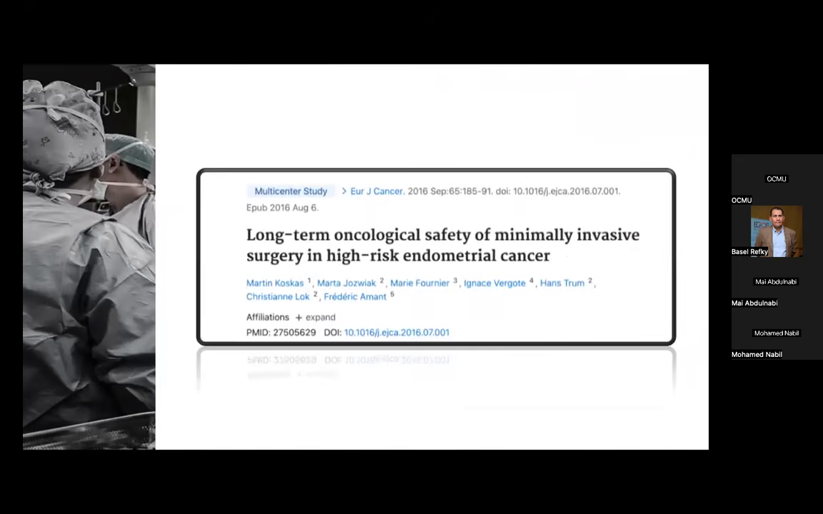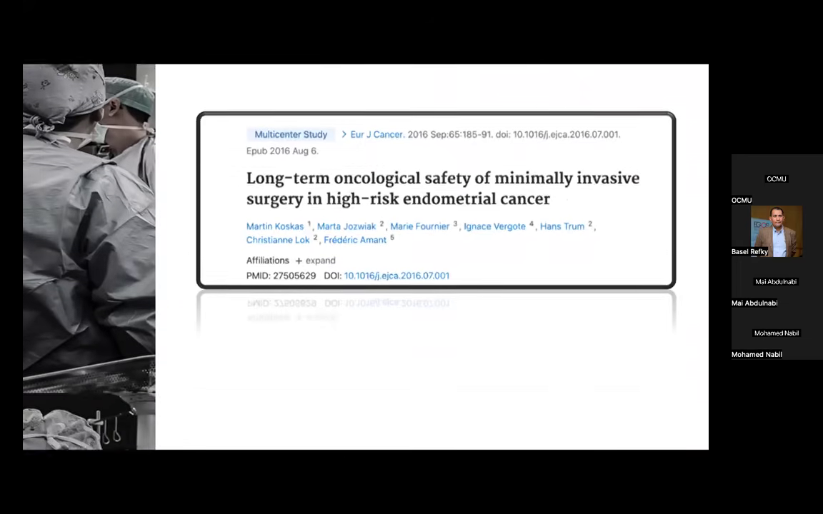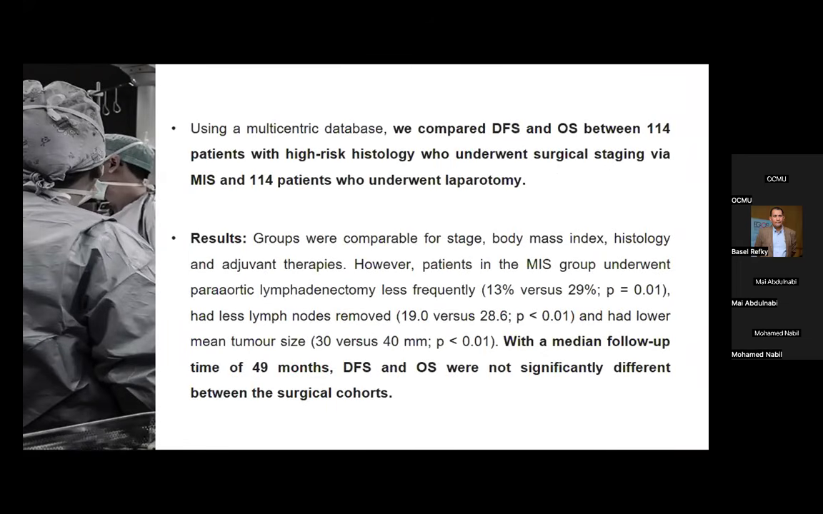We have a number of trials. We'll start with this one published in 2016. That was a multi-centric database that compared the disease-free survival and overall survival between 114 patients with high-risk histologies only, not the early stage or the type 1 cancers, who underwent surgical staging via minimally invasive surgery, and another 114 who underwent laparotomy. With a median follow-up time of about 49 months, the disease-free survival and overall survival were not significantly different between both the surgical cohorts.